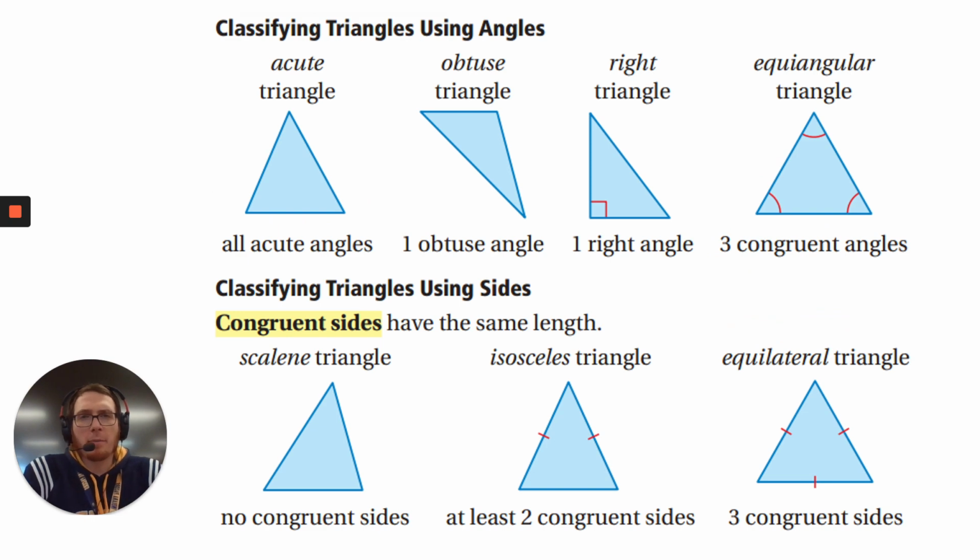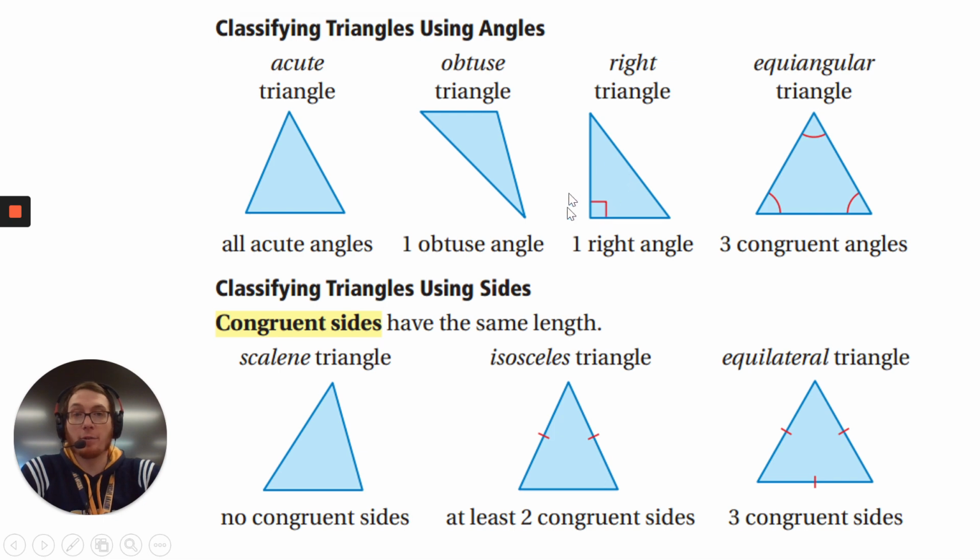Okay, this is straight from your textbook. There's a lot of different information here. Classifying triangles by their angles and their side lengths. So an acute triangle, all the angles are less than 90. An obtuse triangle, notice there's only one obtuse angle because you can't have more than one obtuse angle in a triangle. Otherwise, that would be more than 180 degrees.